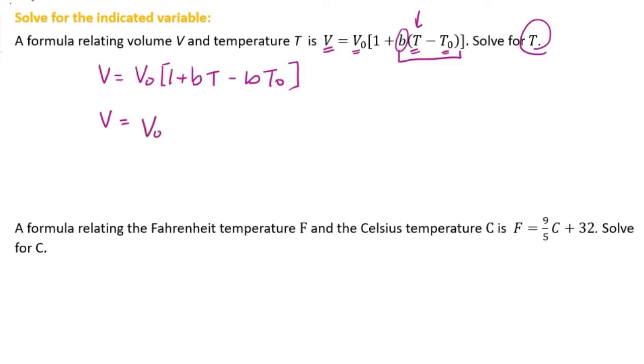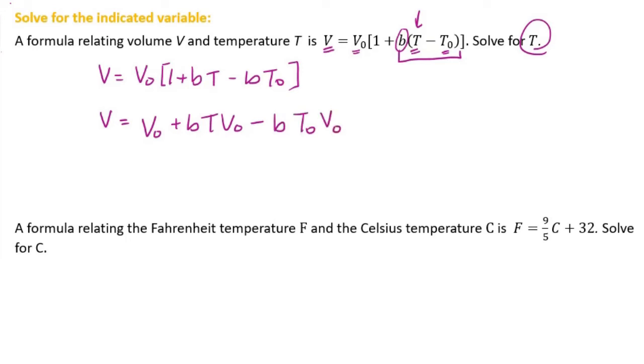V naught times 1 is just V naught. V naught times BT is B times T times V naught. I'll put them in alphabetical order this time. And finally, V naught times B times T naught is negative B, T naught, V naught.